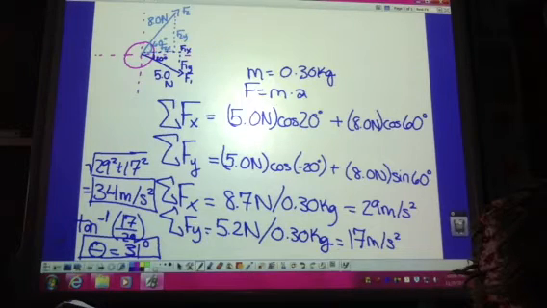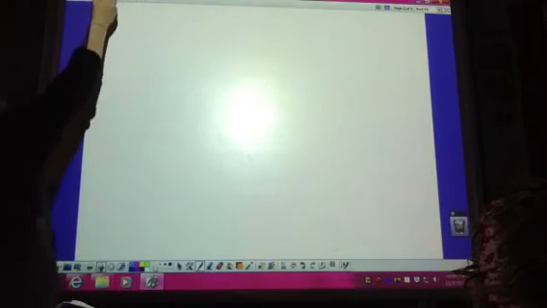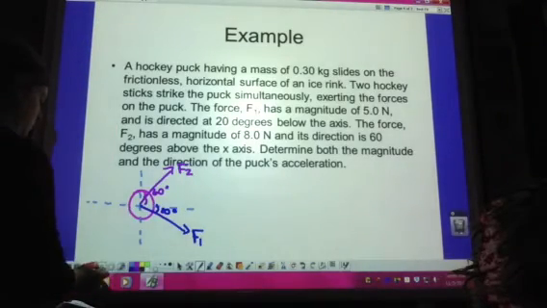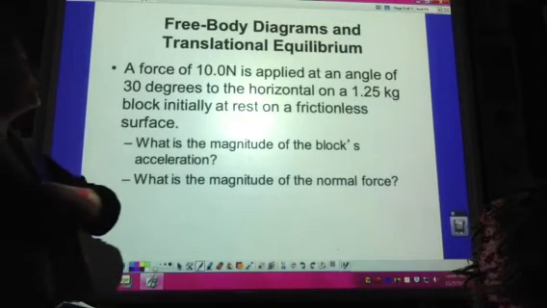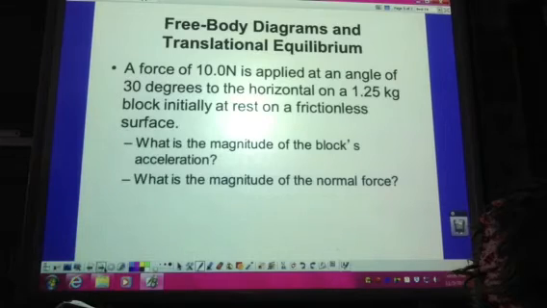All right, so let's do another one. Okay, so now we have a force of 10 newtons applied at an angle of 30 degrees to the horizontal on a 1.25 kilogram block, initially at rest on a frictionless surface. So we want to know what is the magnitude of the block's acceleration, and we want to know what is the magnitude of the normal force.